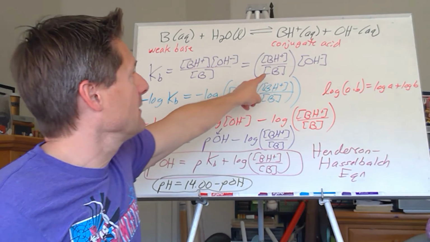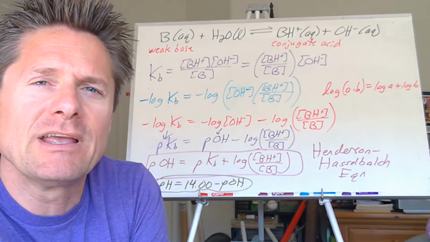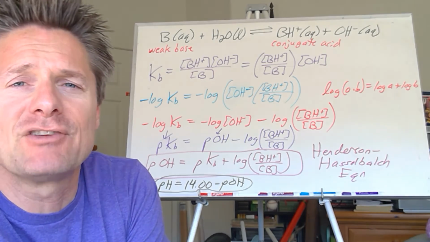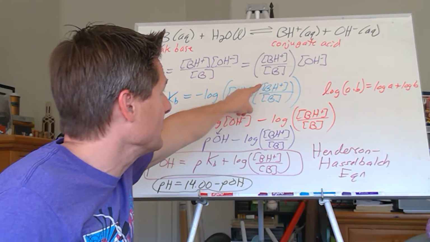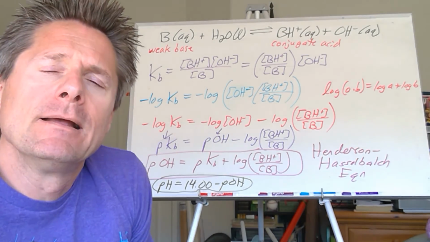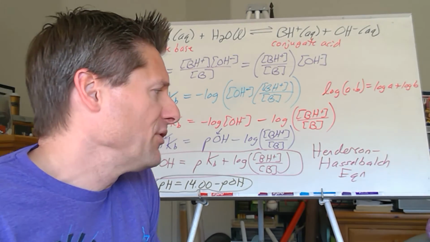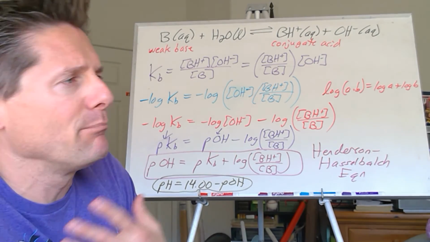But the capacity is limited by the moles, or in some cases millimoles, of the conjugate acid and its base, or the base and its conjugate acid. So the higher those concentrations, the higher the capacity of that buffer to neutralize added acid or base. So just a couple terms there: buffer capacity, buffer range.